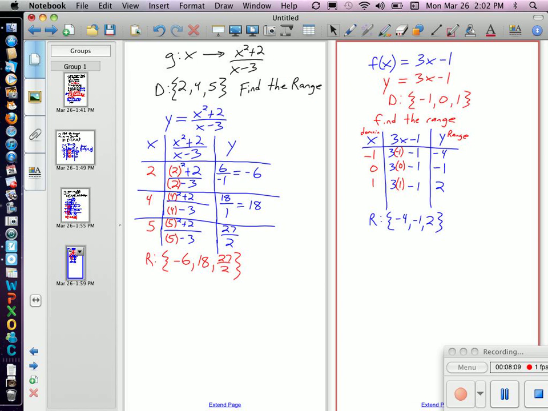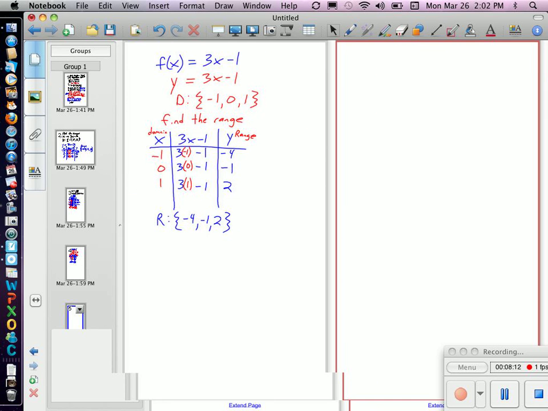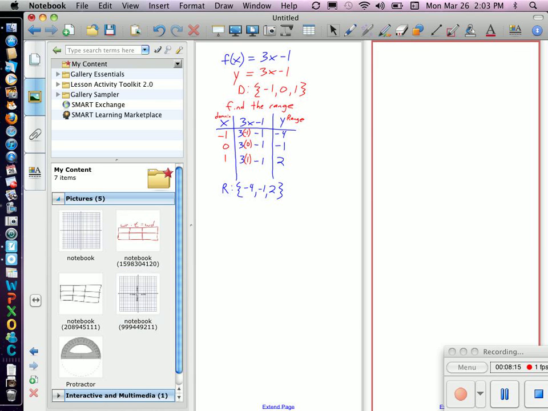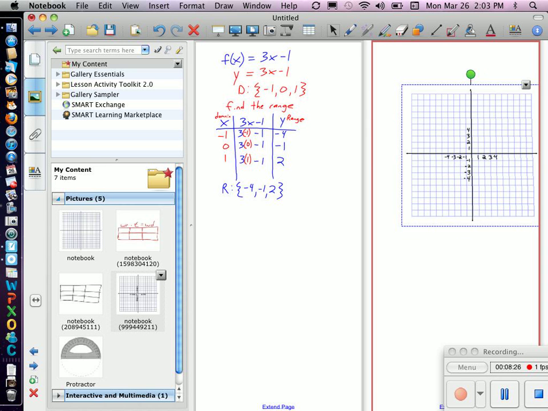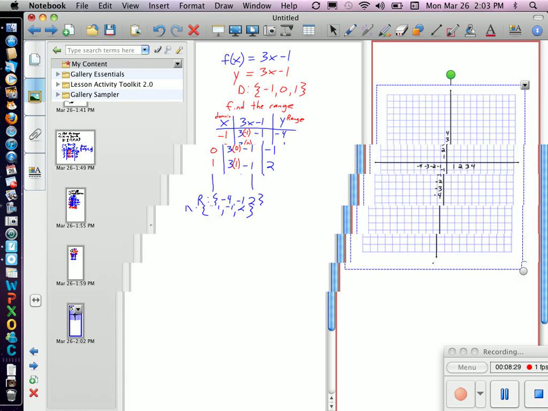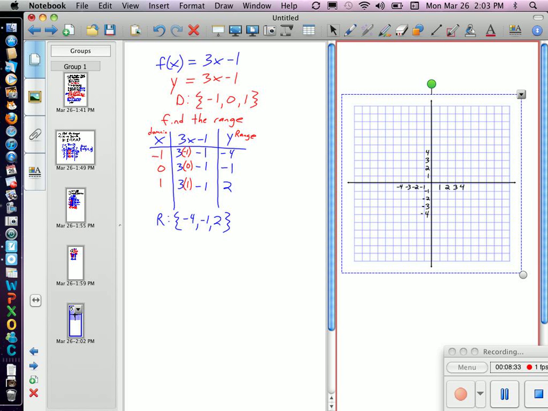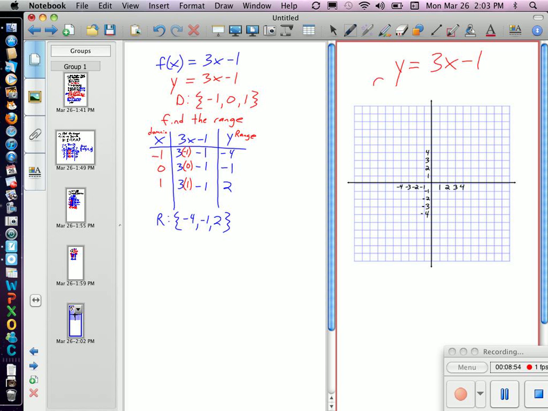All right, let's take a look. If we can graph this, let's go to my content, pictures. Okay, so I'm going to graph this. Let's make that a little bigger. All right, there we go. So, using slope-intercept graphing, we're graphing y equals 3x minus 1, which should be the same as f of x equals 3x minus 1.